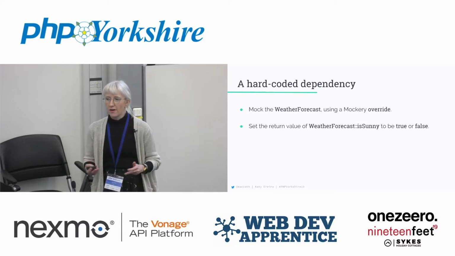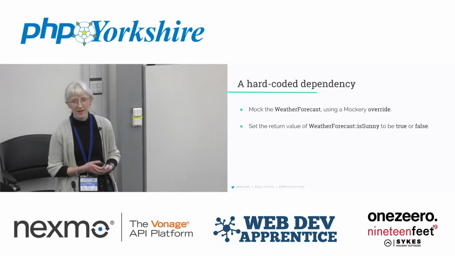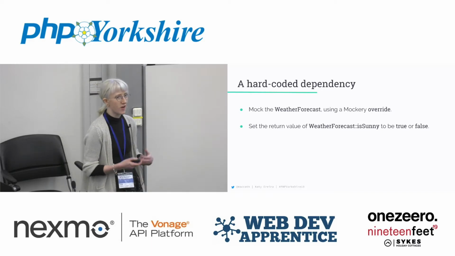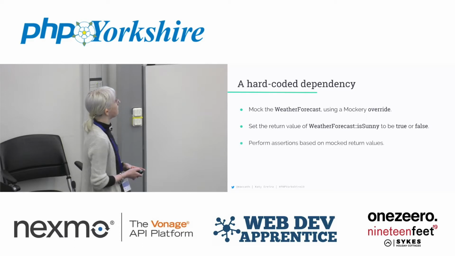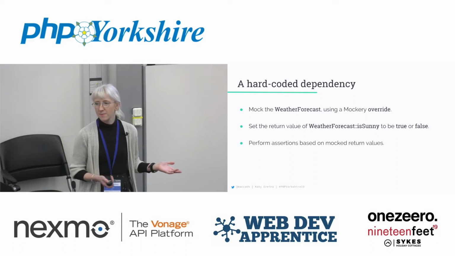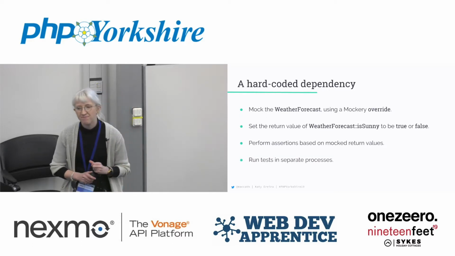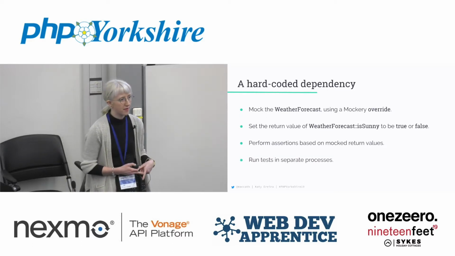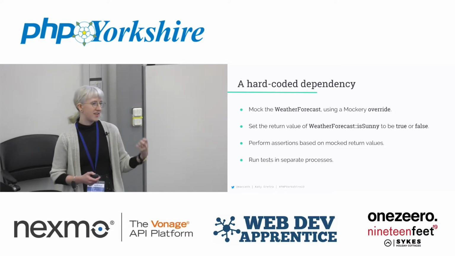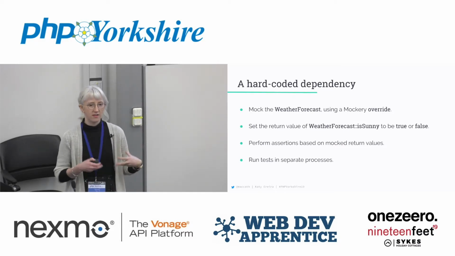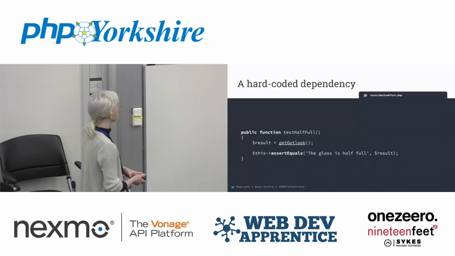And then once we've got our overridden mock weather forecast, we're going to force the return value to be true or false. That way we can run our tests for glass half empty or half full, and we can perform our assertions based on that mocked return value. Again, we kind of have to run our tests in a separate process, because when you create a mock and you intercept a class, it's always going to intercept a class, and you can't reuse that mock.